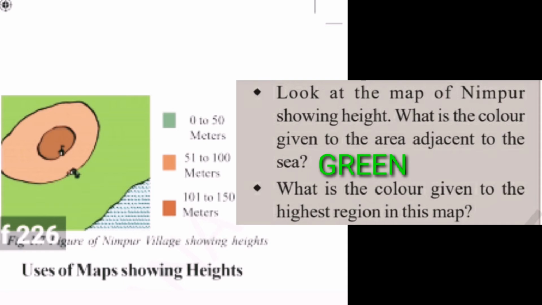Next, second question. What is the color given to the highest region in this map? Now, you see which is the highest region. Beside the Nimpur village showing heights map, you can observe the index, which indicates the heights with the colors. So, it is asking what is the color given to the highest region in this map? Yes, exactly, it is dark brown.